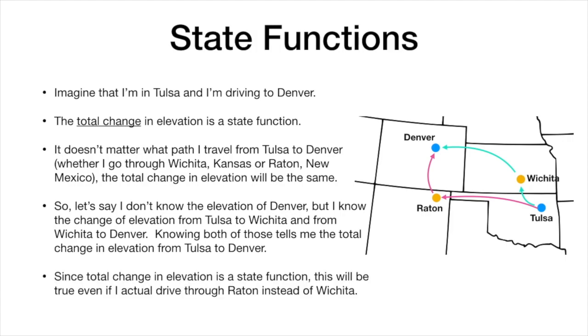Since total change in elevation is a state function, that means this will continue to be true even if my actual route, I decide to go through Raton to Denver. That's not changing the difference in elevation between Tulsa and Denver. It's just giving me a different route to go. So no matter which path I go, the total change in elevation is going to be the same. So that's what it means to be a state function.